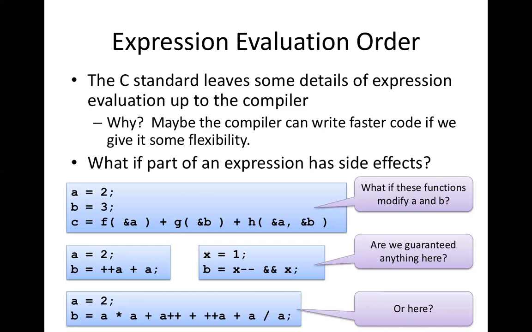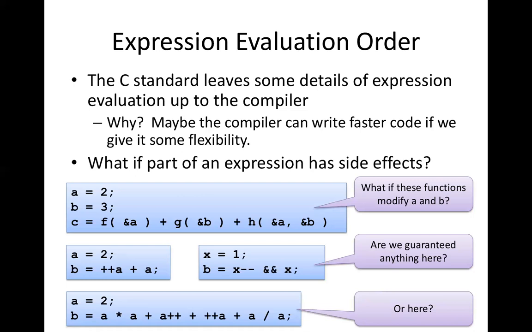I've got some side effects, like adding and subtracting to a and x here. Up here, I'm passing these variables by reference, which means the functions could sneak in and change their values. If they do, when I call h, does it get a value of b after g may have changed it, or before g has changed it? In Java, all of this is specified. It says if you have an expression with side effects, here's the order it's going to get evaluated. But they didn't do that in C.